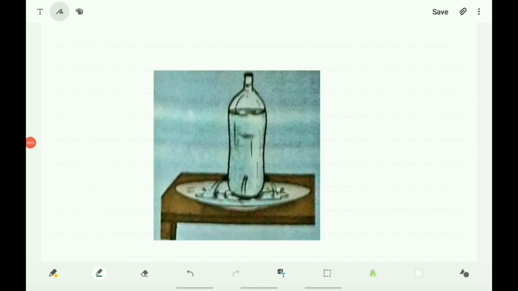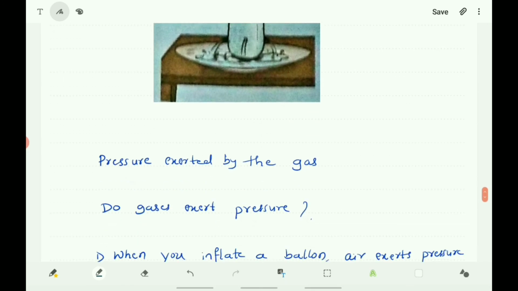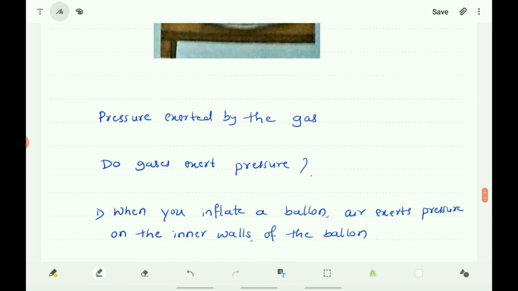You might have seen fountains of water coming out of leaking joints or holes in pipes supplying water. And you can make it clear that it is due to the pressure exerted by water on the walls of the pipes. Here you have learned about the pressure exerted by liquids, and you know that liquids exert pressure on the walls of the container. Now let us discuss the pressure exerted by gas.